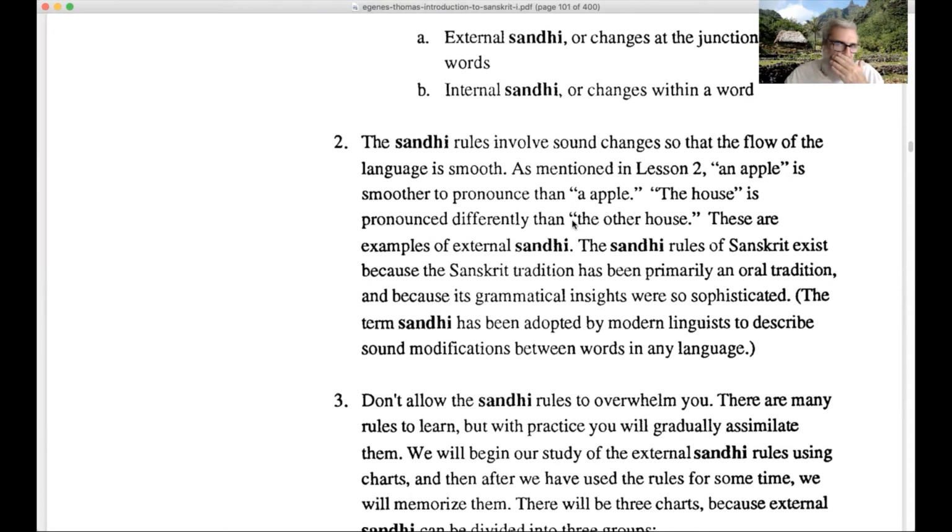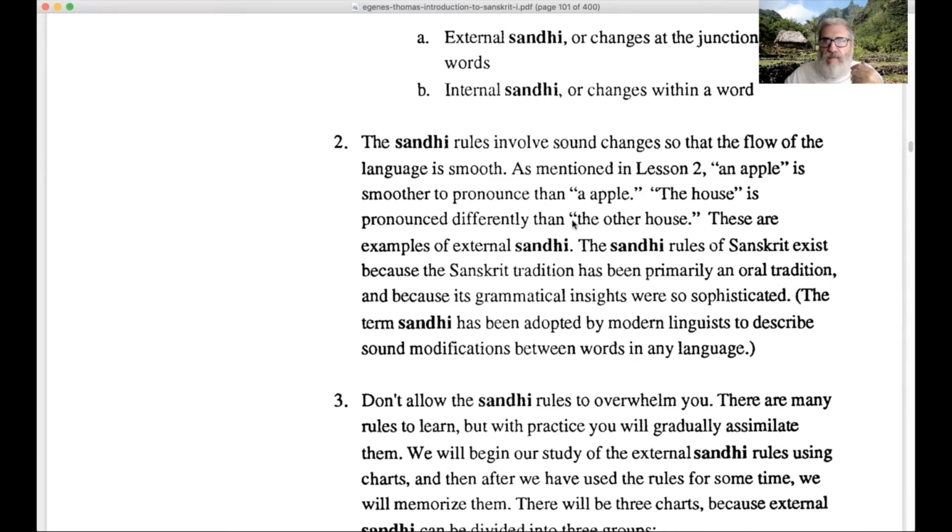The Sandhi rules involve sound changes so that the flow of language is smooth. As mentioned in lesson 2, an apple is smoother than saying a apple, right? If I say a apple, it sort of doesn't flow. I have to make a break there. If I say an apple, it flows very easily off the tongue, by adding that extra N there. So this is the type of Sandhi that we use in English.